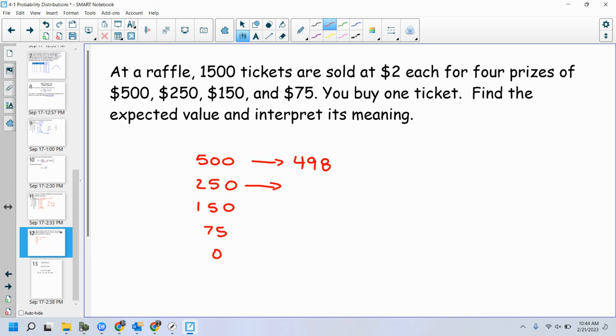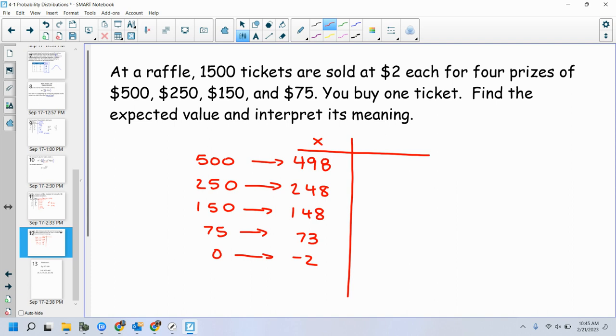Obviously, if I win the 250, $248. If I win the 150, that's $148. If I win the 75, that's $73. If I win nothing, what's my net? -2. Okay, that's my discrete random variable x, because that's all of my possible outcomes. I could net $498 or $248 or $148 or $73, or I could net -$2.